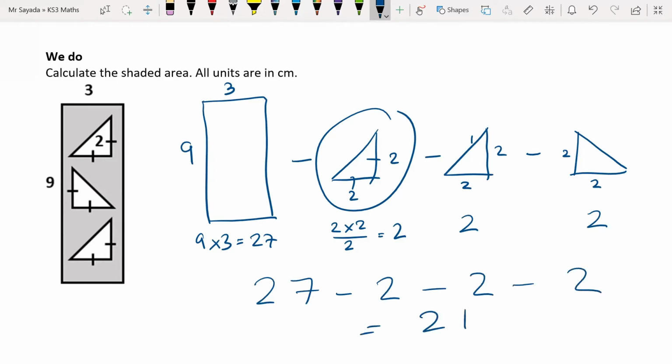And what will the units be here? Say your answer to the video now. The units here are centimeters squared, because it says all units are in centimeters.